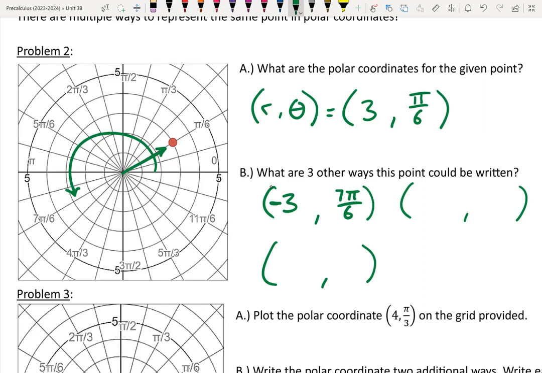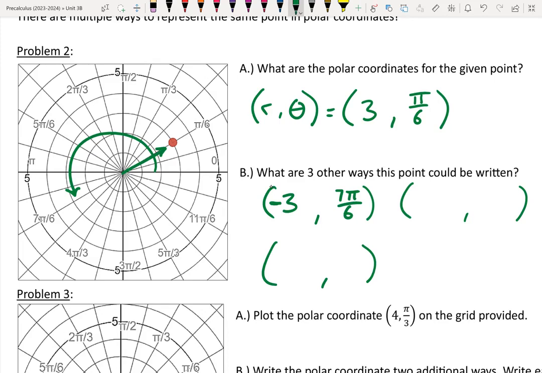Okay? All right. I want you to see if you can come up with 2 more equivalent coordinate pairs that get you to the same point. All right, try it out. Okay, let's go ahead and see what you guys have.